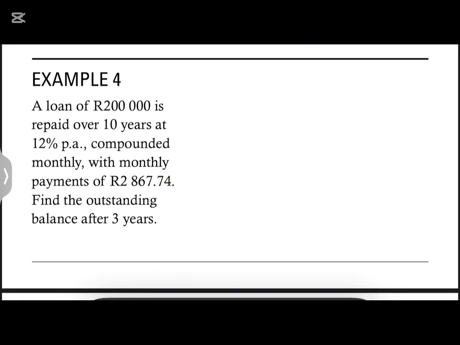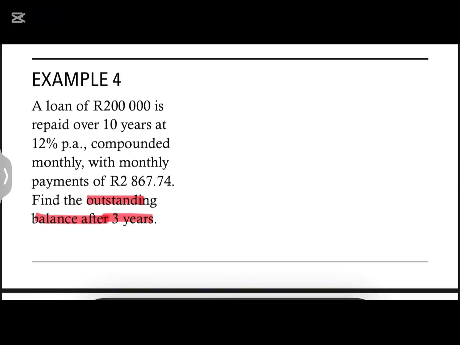So now, okay, let's look at the fourth example. A loan of 200,000 is repaid over a 10-year period at an interest rate of 12% compounded monthly, with a monthly payment of 2,867.74. We want to find the outstanding balance after 3 years. So it means this person paid for the period of 3 years. So now we want to find the outstanding balance, the remaining balance.